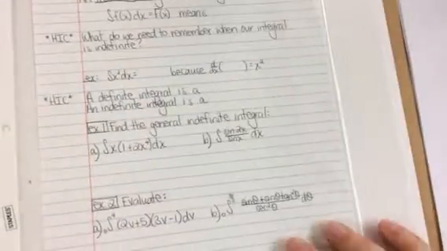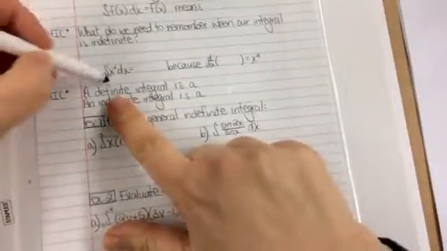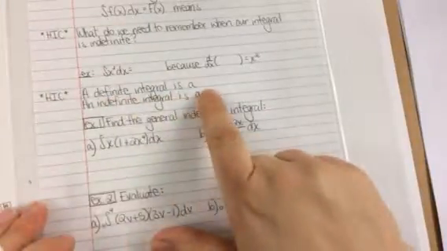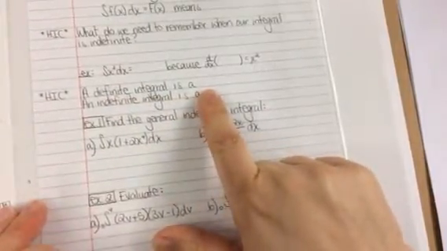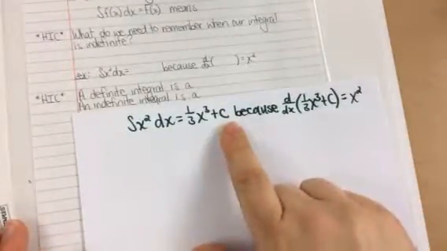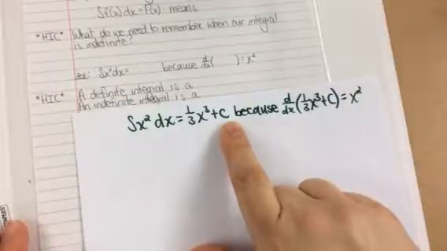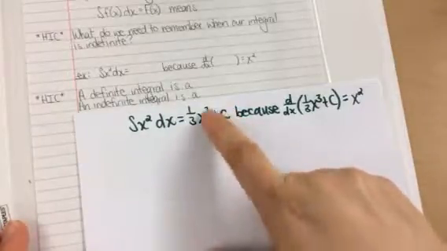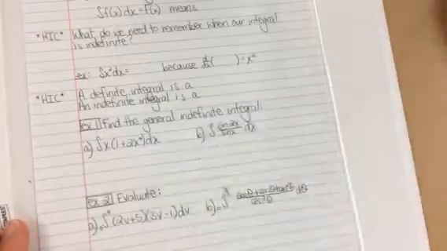Okay, a definite integral, meaning it has endpoints, we always get a number out. A definite integral is a number. An indefinite integral is a family of functions. We say family of functions because the c can be anything. So the graphs would all look the same except that plus c would either shift it up or down.